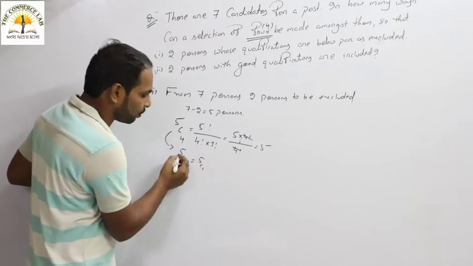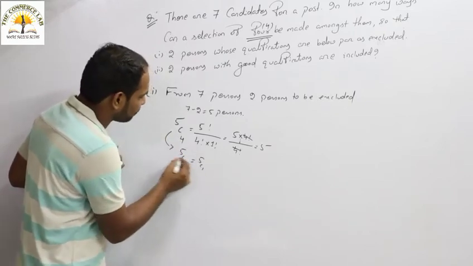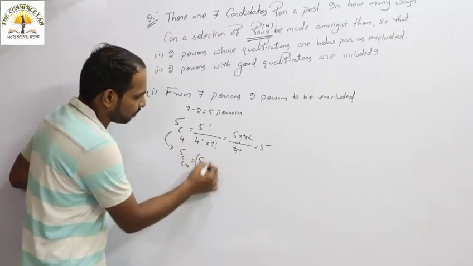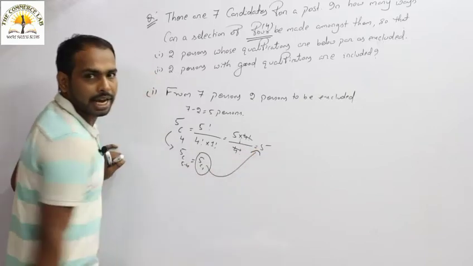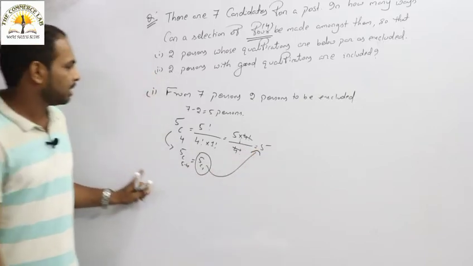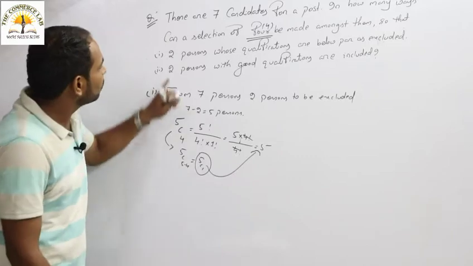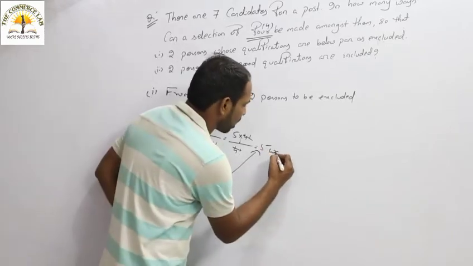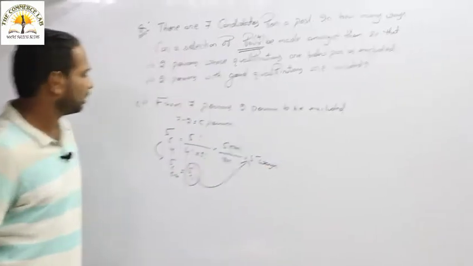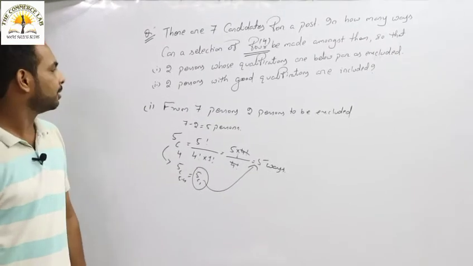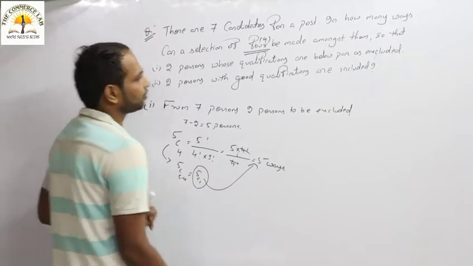So 5C4 equals 5C(5 minus 4), so 5C4 equals 5C1, and nC1 equals n. So in 5 ways we can select. Right. Then come for the second part.